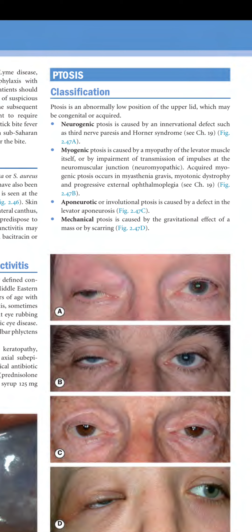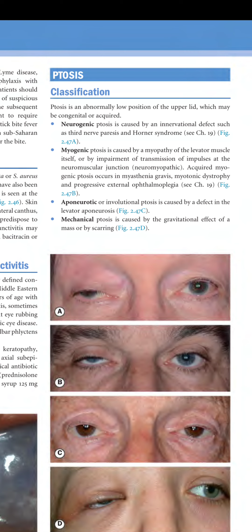So what is myogenic? Myogenic means that the nerve supply is good, but the muscles are weak. The most important causes are myasthenia gravis, myotonic dystrophy, and external ophthalmoplegia. Myogenic ptosis is caused by the myopathy of the levator muscle itself or by the impairment of the transmission of the impulses at the neuromuscular junction. Neuromyopathic acquired myogenic ptosis occurs in myasthenia gravis, myotonic dystrophy, and progressive external ophthalmoplegia.